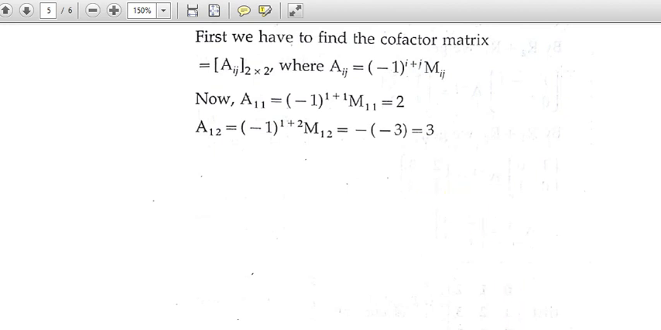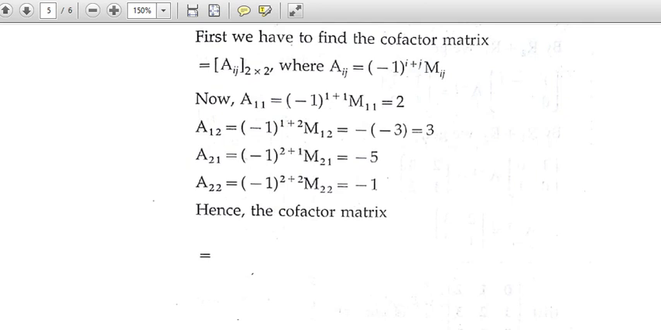Next, A21. For A21 the formula is minus 1 raised to 2 plus 1 into M21, which is equal to minus 5. And last, A22 is equal to minus 1 raised to 2 plus 2 into M22, which is equal to minus 1. So here we got all cofactors: A11 is equal to 2, A12 is equal to 3, A21 is equal to minus 5, and A22 is equal to minus 1.